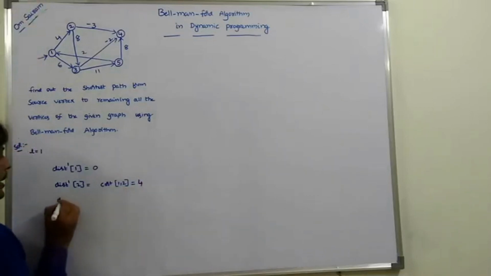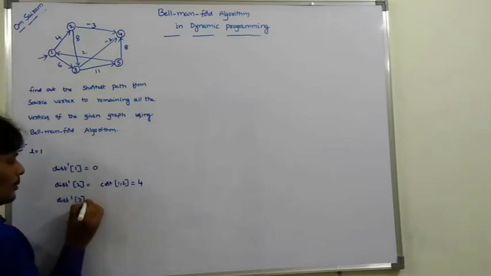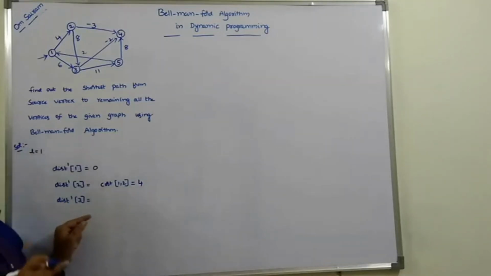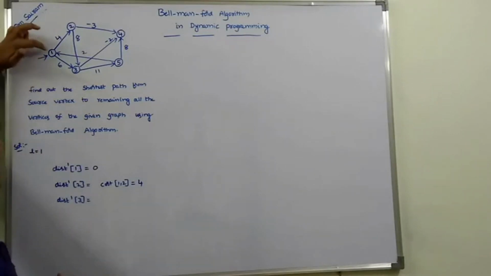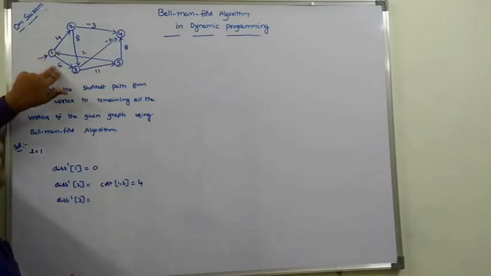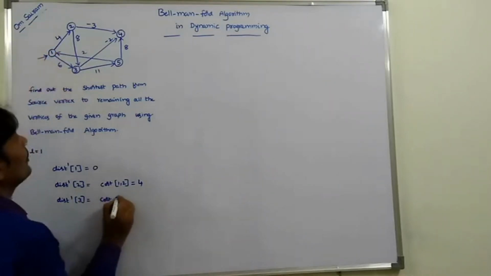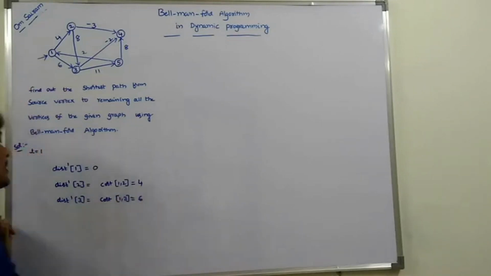Next, dist 1 of 3. What is the meaning of this? Distance from source vertex 1 to destination vertex 3 by considering the single edge. The source vertex is 1 and the destination vertex is 3, with the cost 6. So cost of 1 comma 3 is equal to 6.